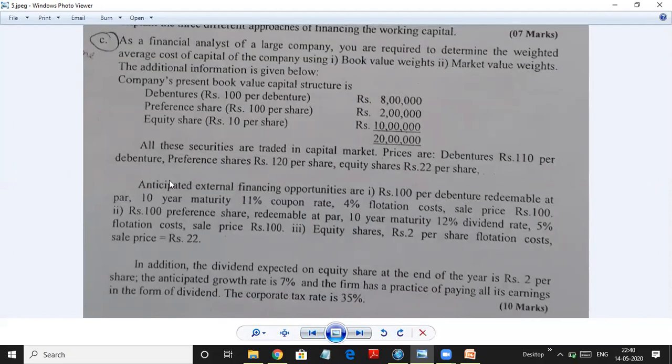The second and the third paragraph data I use to calculate the specific costs, that is the cost of equity, cost of debt, and cost of preference. And the first para I used to just find the market value of equity, debt, and preference.